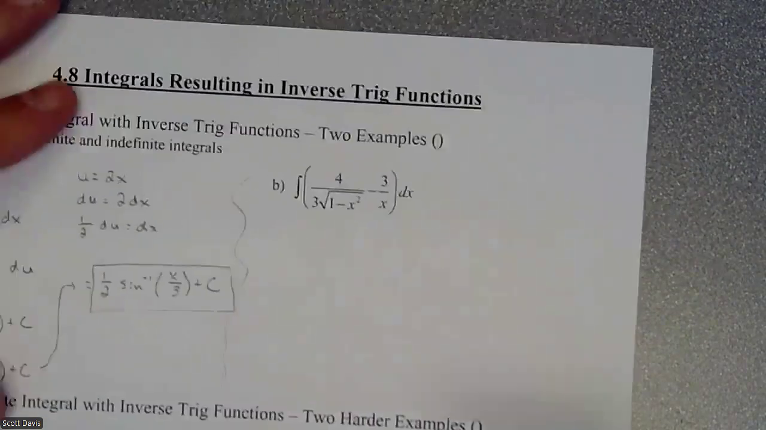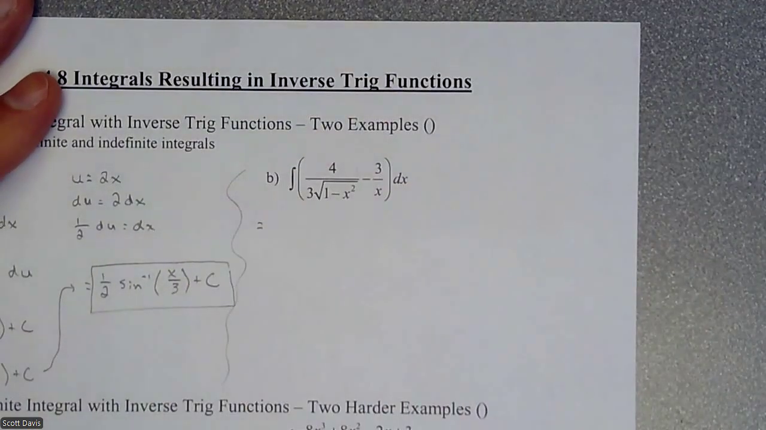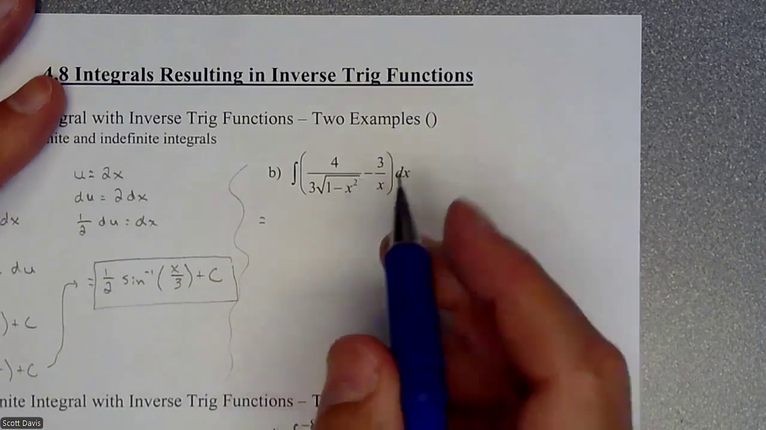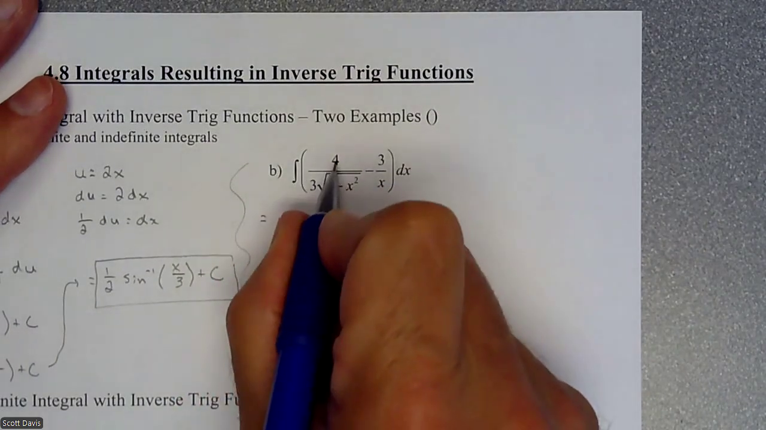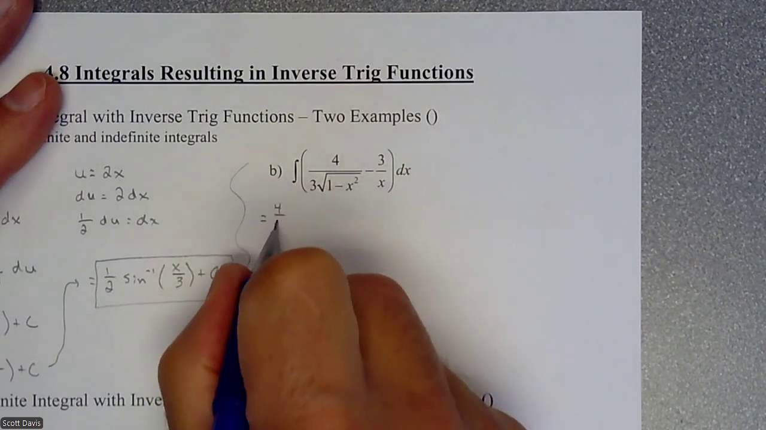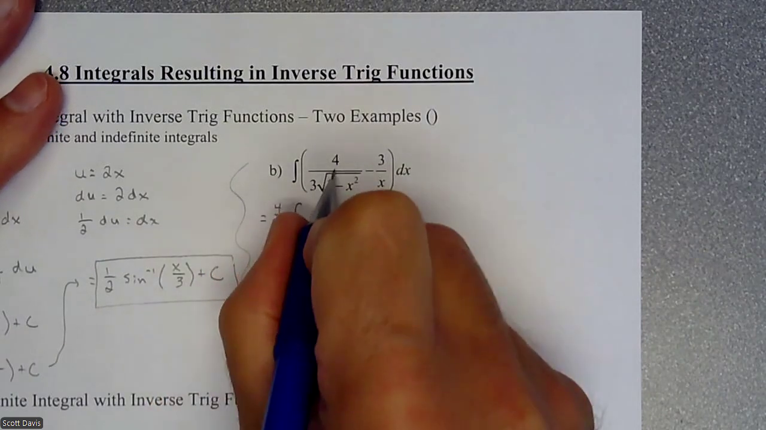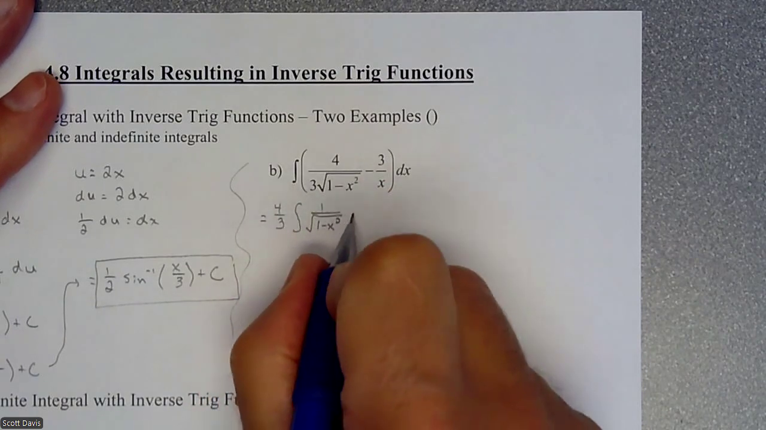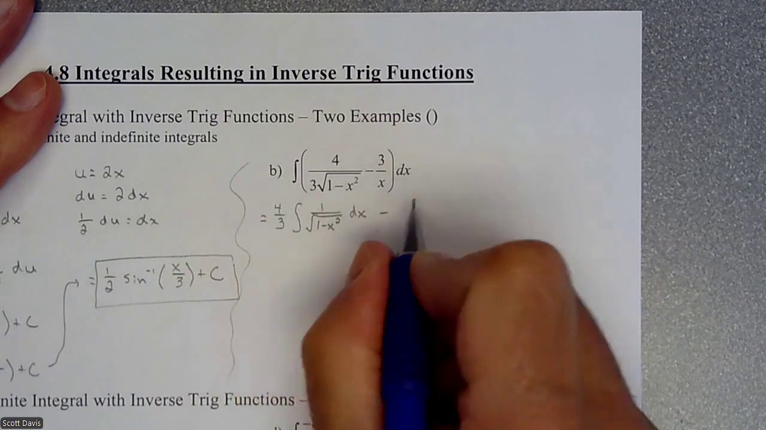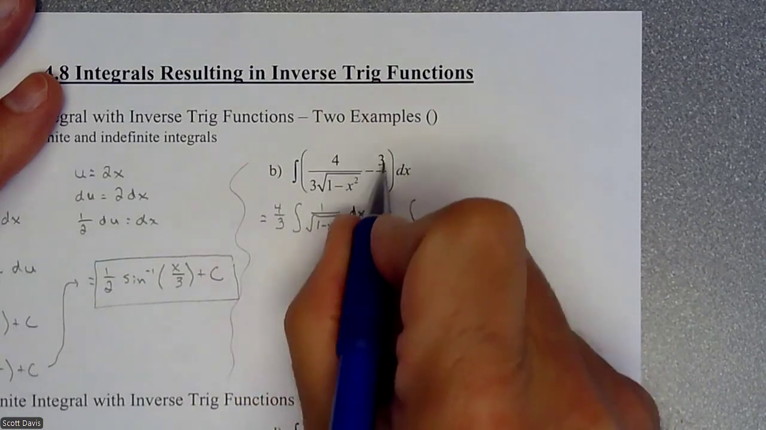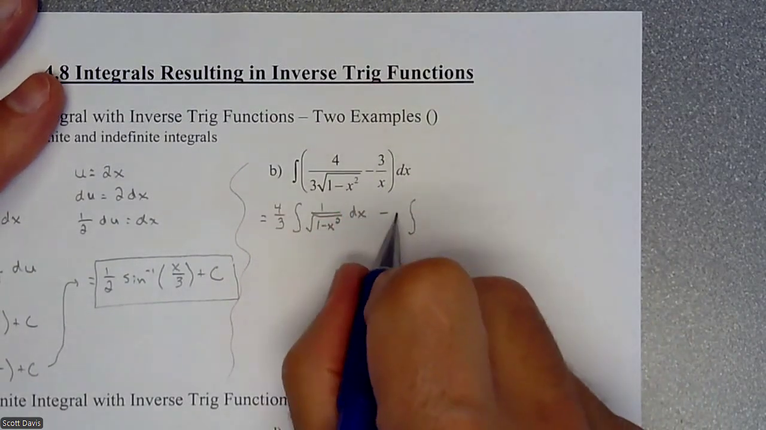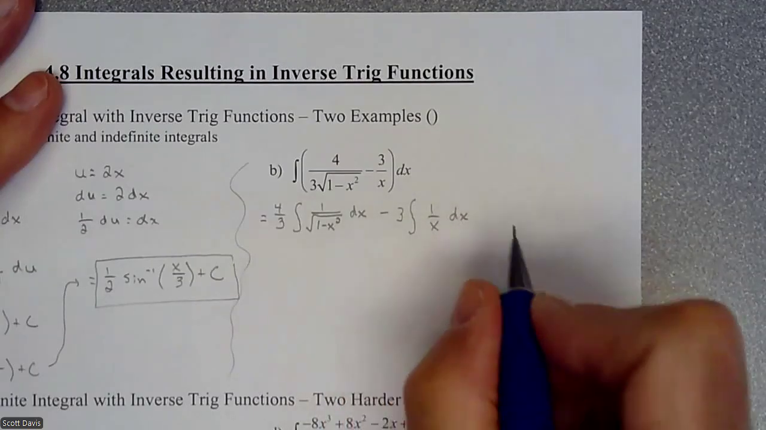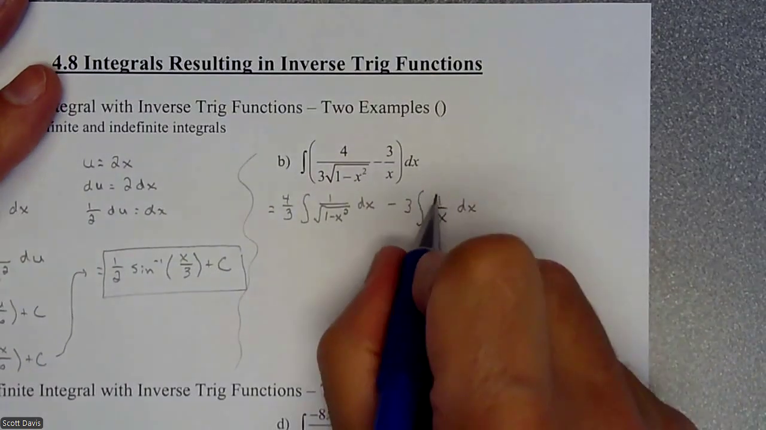Let's start by breaking this up because we're talking about a natural log piece and an inverse sine piece. So let's take this fraction and take the 4/3 off of it. That would make this 1 over square root of 1 minus x squared dx, minus, and I'm going to treat this totally separate, pulling the 3 off of this one to make it 1 over x dx.